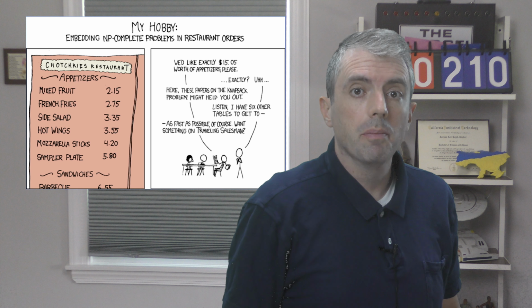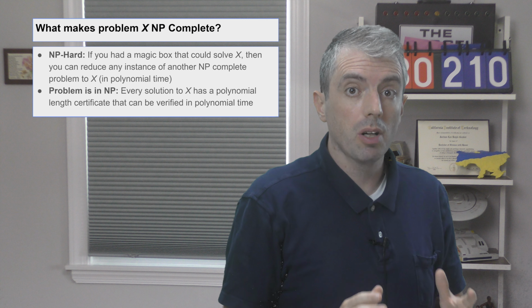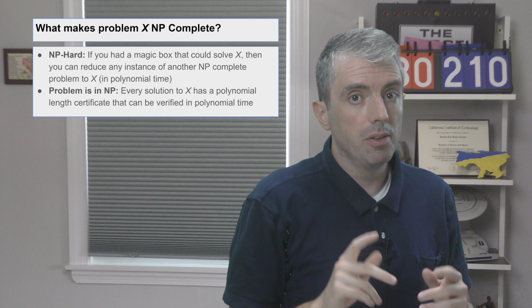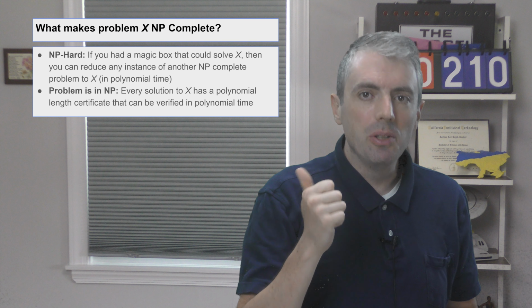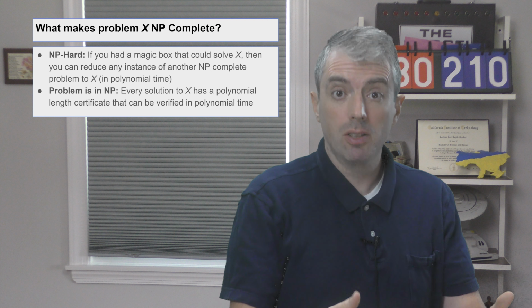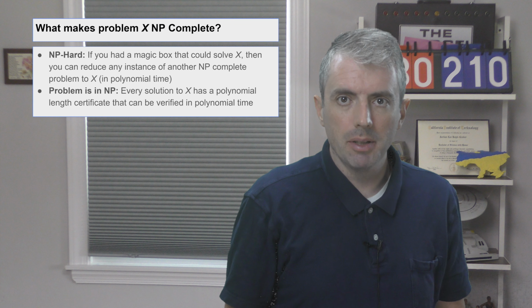The most famous problems in computer science are called NP-complete problems. NP stands for non-deterministic polynomial. To prove a problem is NP-complete, you need to do two things. First, you need to reduce it to another problem that's already known to be in the set of NP-complete problems. This shows that it's NP-hard. It's at least as hard as all of the other problems.